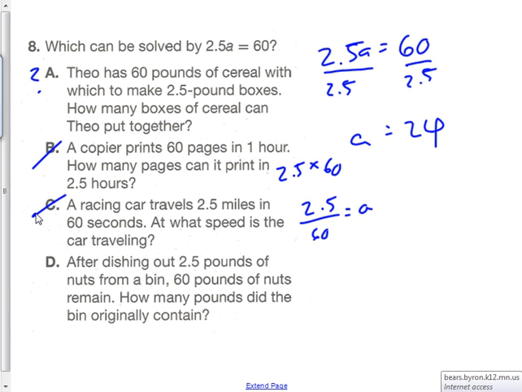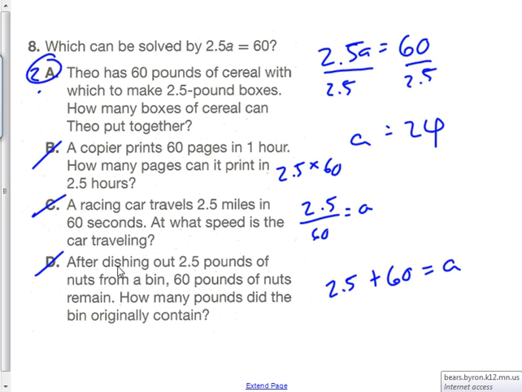D, after dishing out 2.5 pounds of nuts from a bin, 60 pounds of nuts remain. How many pounds did the bin originally contain? For this problem, I would say 2.5 plus 60, because I dish out 2.5 pounds, I still have 60 left, and so it would look something like this. So again, I'm going to go with that first choice of A.